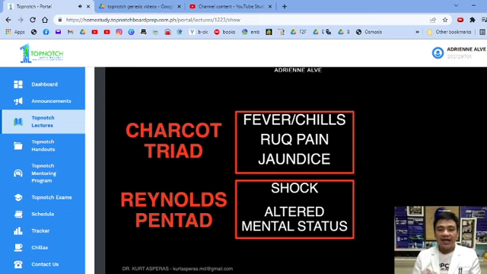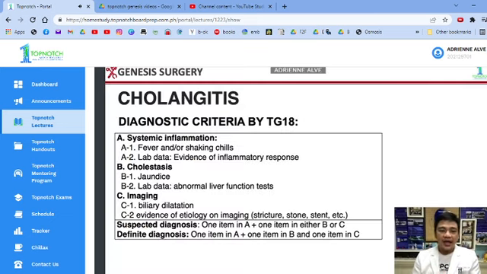If your patient has shock and altered mental status, it becomes Reynolds' pentad. This is the diagnostic criteria by TG18. You saw this earlier for cholecystitis, now for cholangitis. Earlier, it was local and systemic; here, you need to document systemic signs of inflammation: fever, inflammatory response. But here's the difference: you need documentation of cholestasis. For example, clinical jaundice and abnormal liver function test.